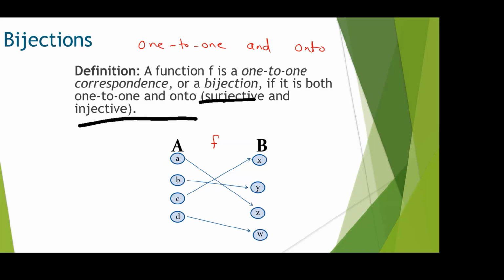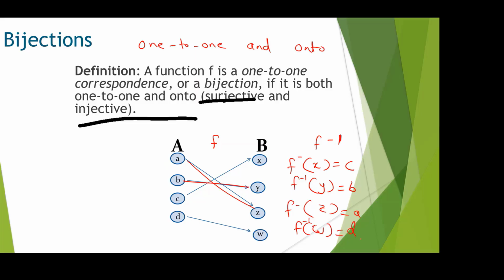Meaning that if I change the arrow direction and call that function f inverse, then I can say that f inverse of x is C, f inverse of y is B, f inverse of z is A, and f inverse of w is D. So we can go exactly the opposite direction and we will get correct values. And that is only possible if the function is onto and one-to-one. Then only we are going to have these mappings.